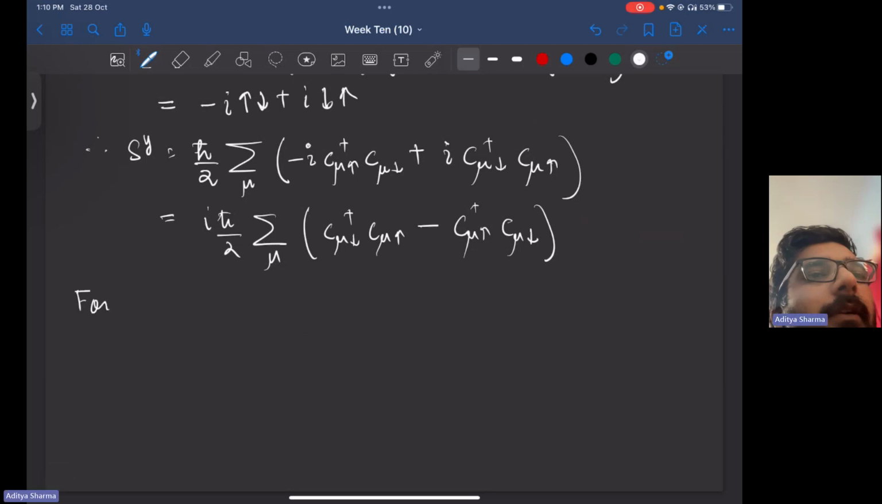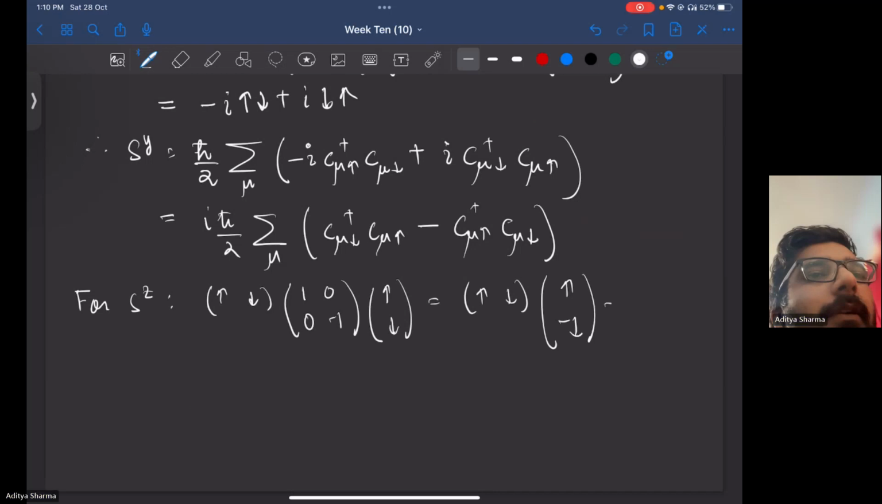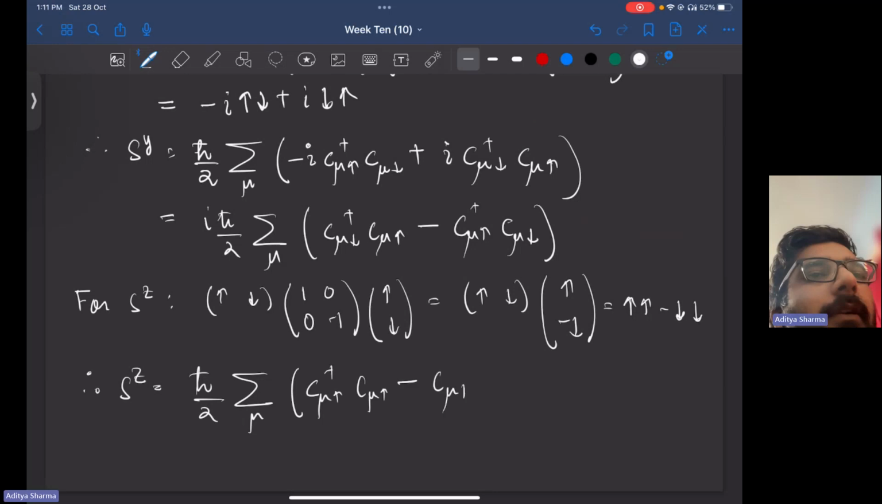For Sz, you're going to have up down, 1 0 0 minus 1, up down, which is up, minus down, which is up minus down down. Therefore, Sz is going to have h cut by 2 sum over mu, c mu up dagger c mu up minus c mu down dagger c mu down.